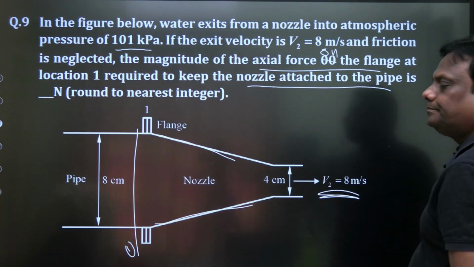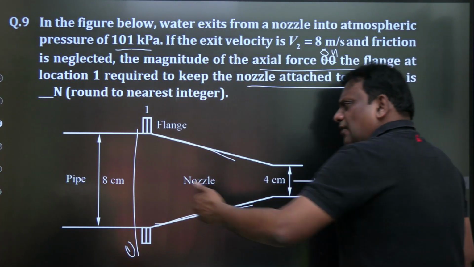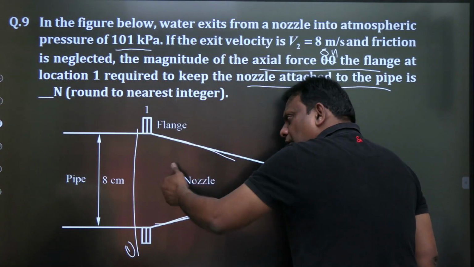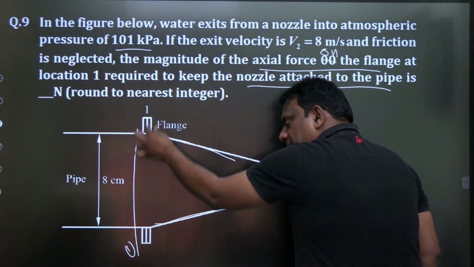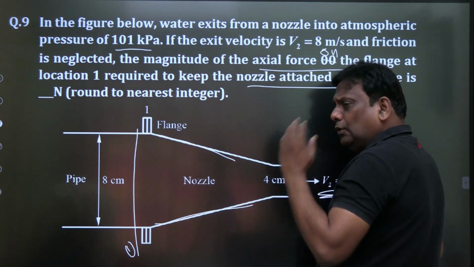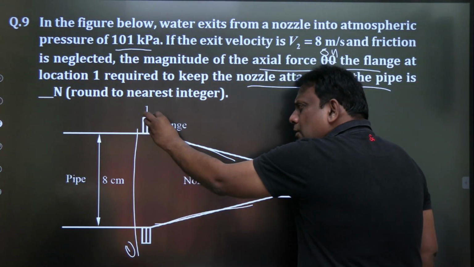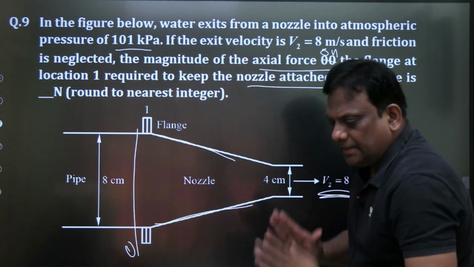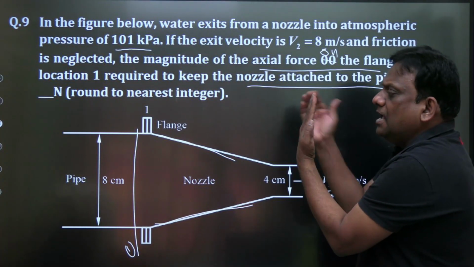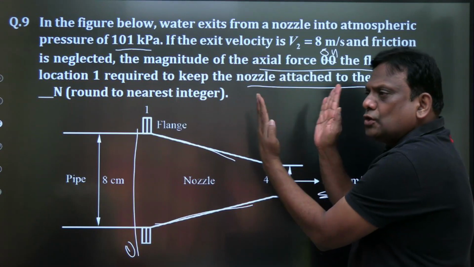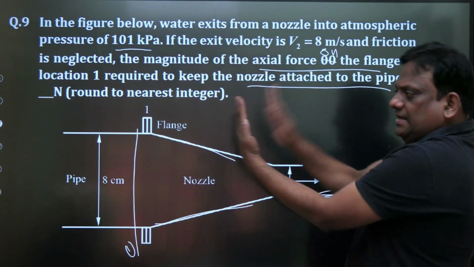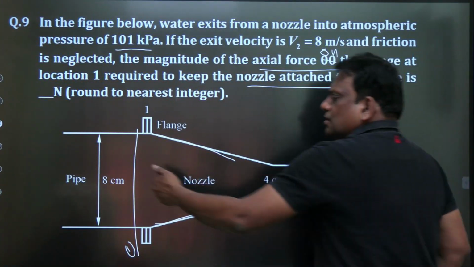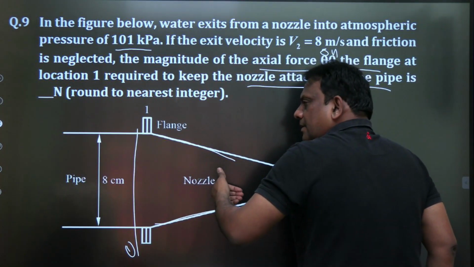You know very well, when the fluid flows, definitely the fluid will exert force on this attachment, that is the flange. If it is not resisting, it will come out. For example, now there is a flange attached here. The fluid will flow and exert force. If it is not supporting, because of the fluid force, it will come out.